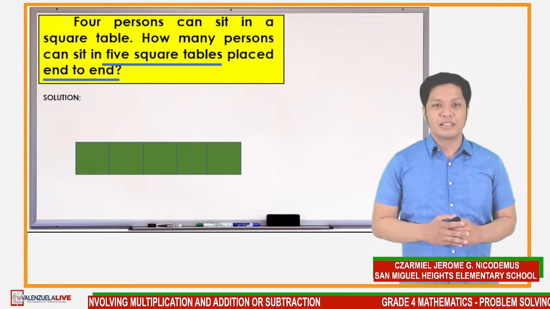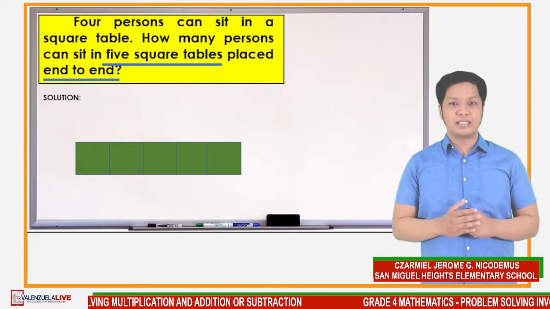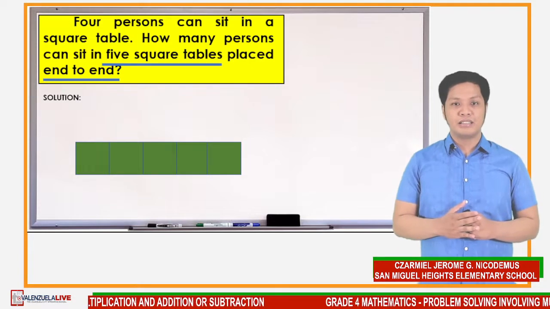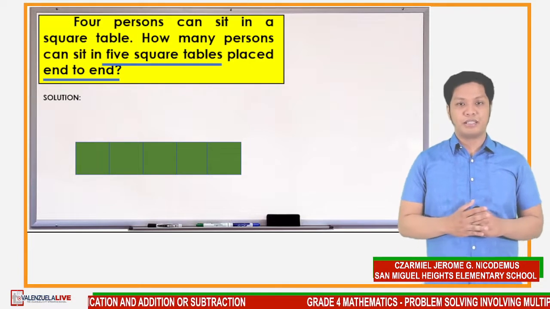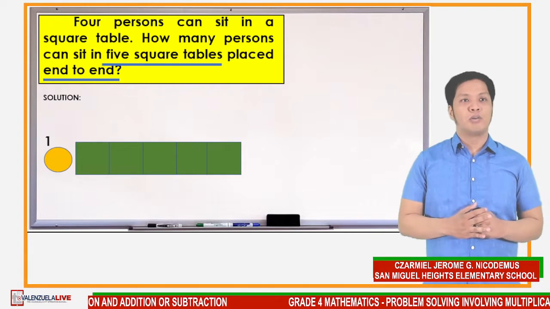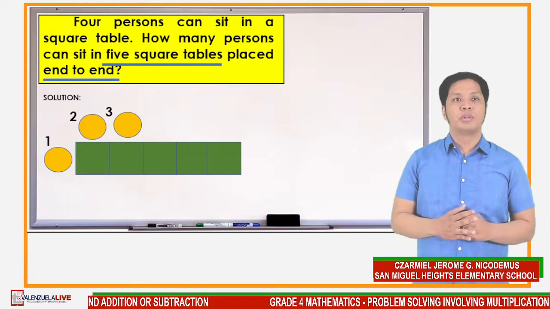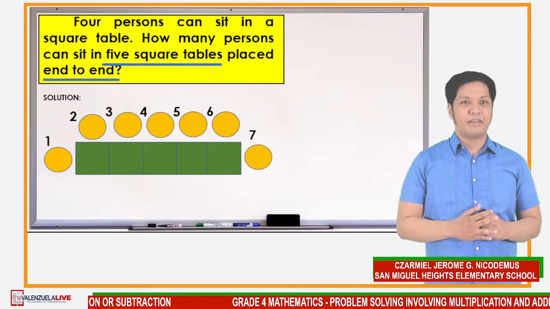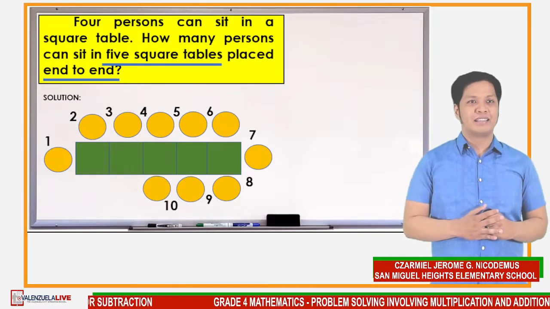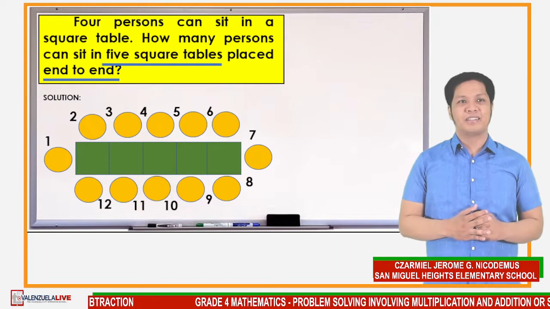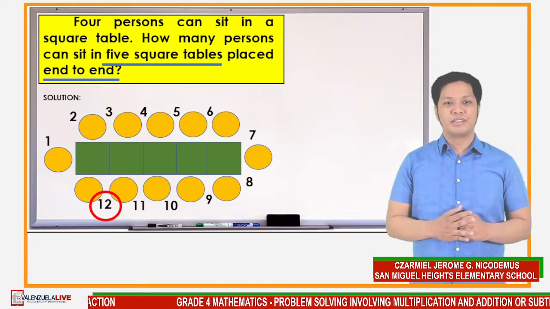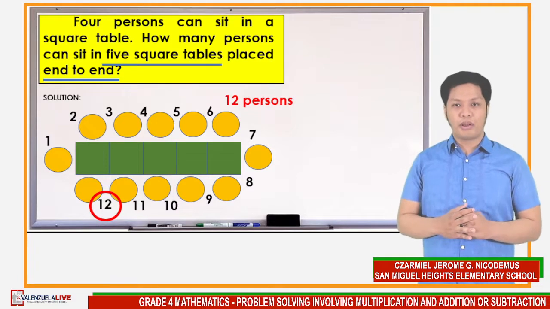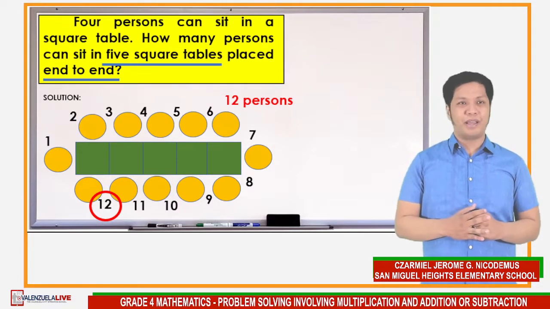Remember, no persons can sit in between the tables, so we will draw circles around these 5 squares side by side. So there are 1, 2, 3, 4, 5, 6, 7, 8, 9, 10, 11, 12. So there are 12 circles. Therefore, 12 persons can sit in 5 square tables.